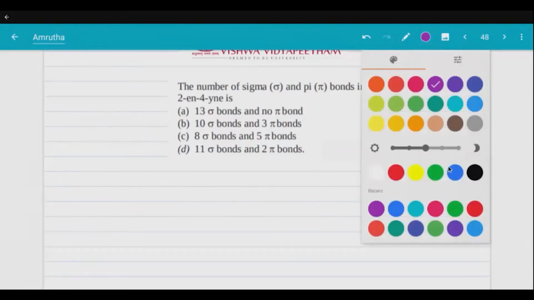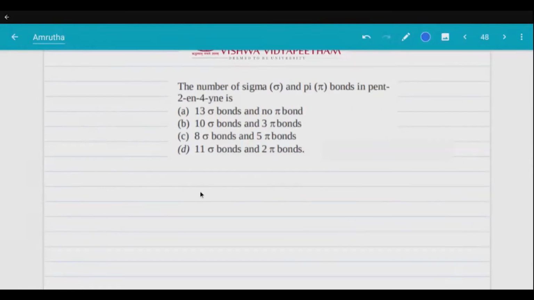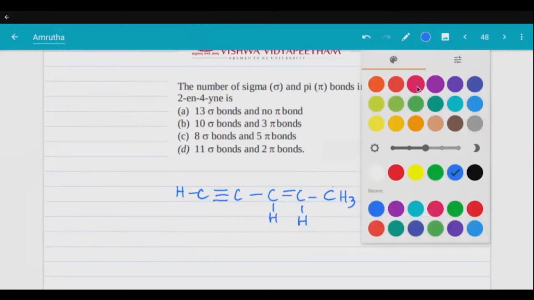Pent-2-ene-4-yne. So pent means 5 carbons. Let us write 5 carbons: 1, 2, 3, 4, 5. 2-ene: second position, there is a double bond. 4-yne: 4th position has a triple bond. So how many hydrogens here? One hydrogen. Carbon must complete 4 bonds. Here all carbon bonds are filled. But here 3 bonds only, put 1 hydrogen. Here 1 bond, 3 hydrogens. So this is basically our compound, right?